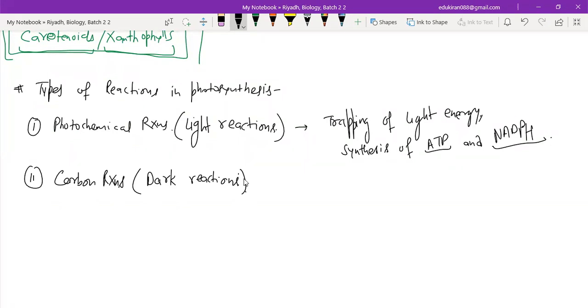So you should not think that half of it is happening during the day and the other half is happening during the night.